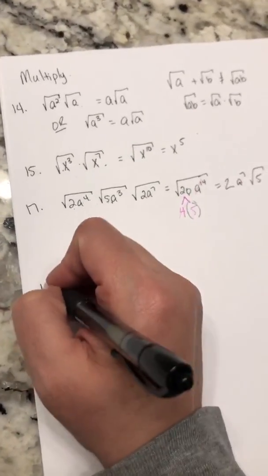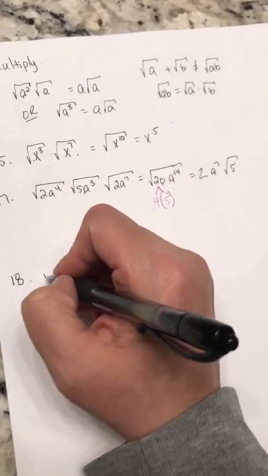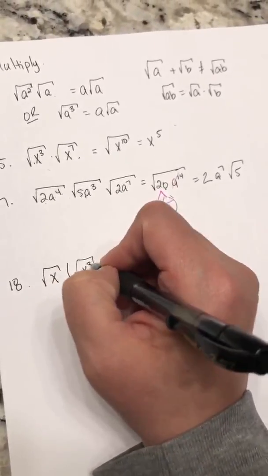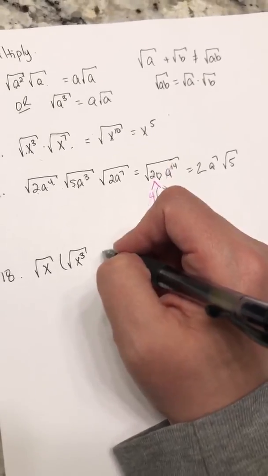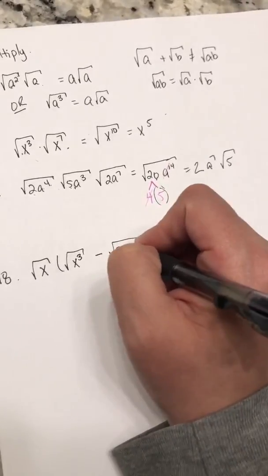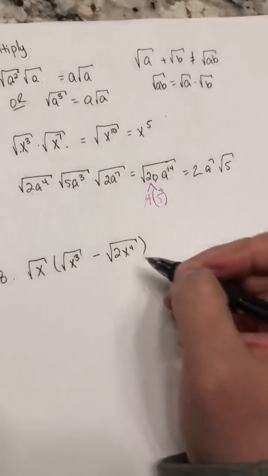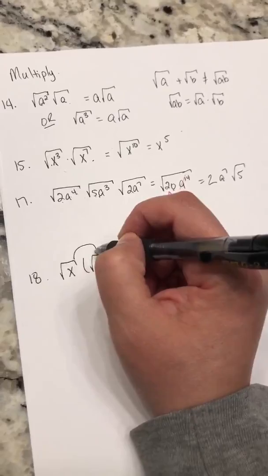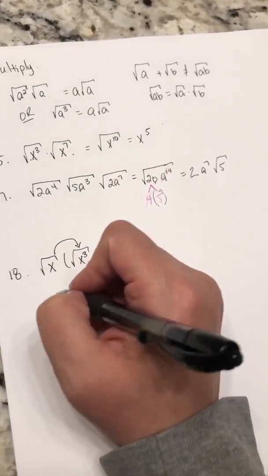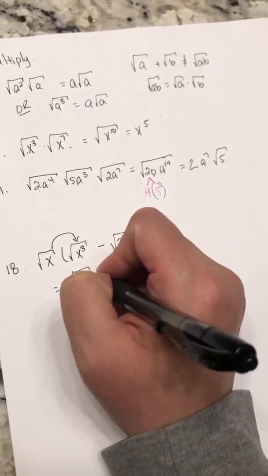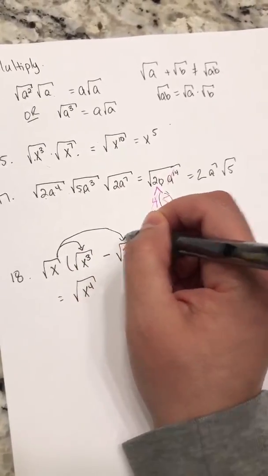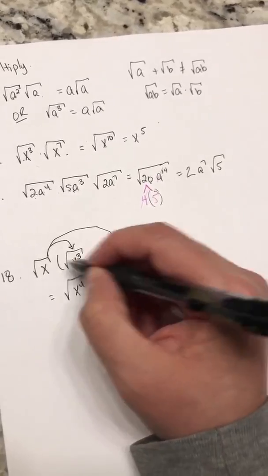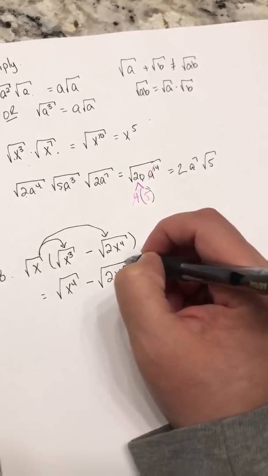You can distribute radicals just like if it were an x out front instead, you can distribute them. So if we have the square root of x times the square root of x cubed minus the square root of 2x to the fourth. So again, I'm going to multiply and then I'll simplify. If you want to distribute, you distribute square root of x times the square root of x cubed. That is the square root of x to the fourth. And then distribute here, minus the square root, 2 stays, and then x times x to the fourth is x to the fifth.